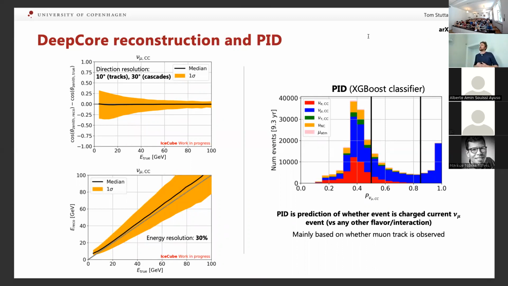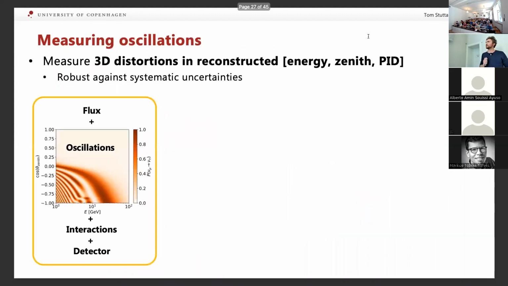And for the flavor, we're not particularly good at measuring the flavor in IceCube, but what we do is, as I mentioned already, we can try and identify this outgoing track from a muon. This basically tells us if an event was a muon neutrino event or not, and we have these machine learning classification tools which try to predict whether an event was a muon neutrino or not. These are our three observables that go into the actual measurements.